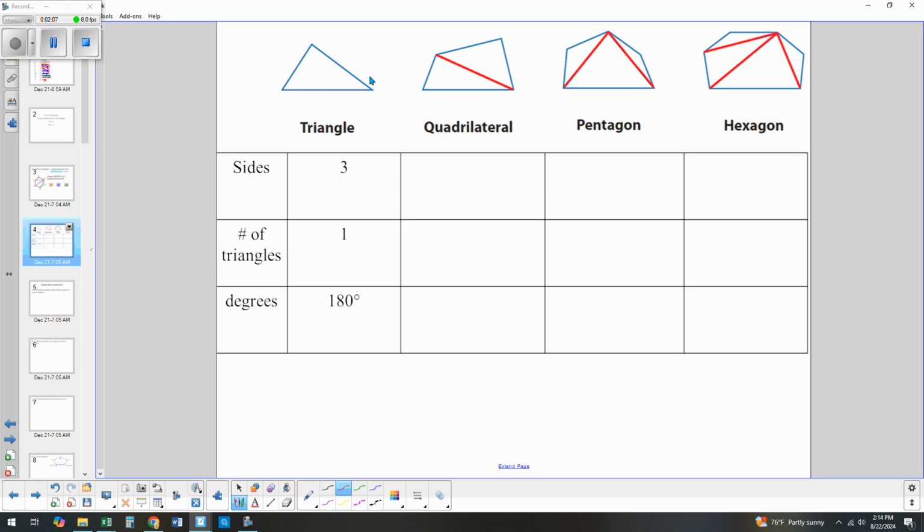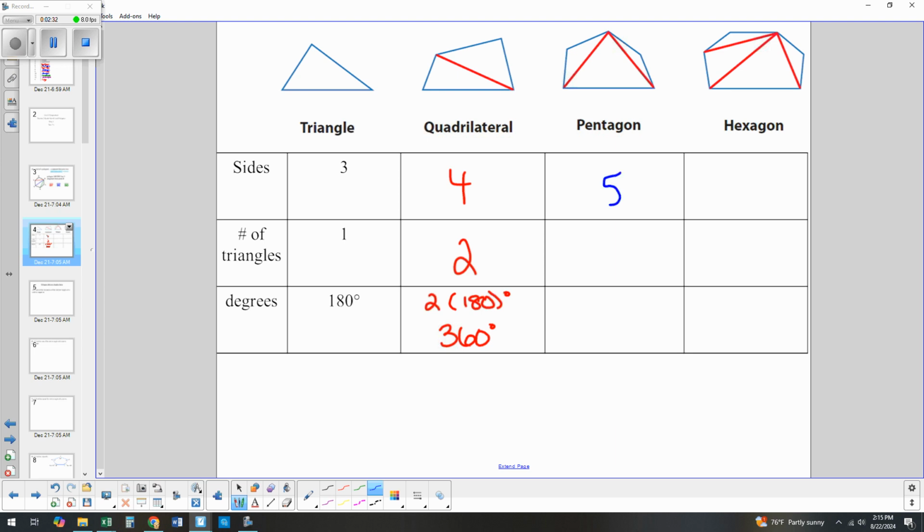Let's say we have a triangle. We can't draw any diagonals in a triangle. It's a figure with 3 sides, 1 triangle inside a triangle, that's 180 degrees. With a quadrilateral, a 4-sided figure, when I draw the diagonal from one of my points, I end up with 2 triangles. If each of those triangles is 180 degrees, that gives me a total of 360 degrees in a quadrilateral, which we have talked about.